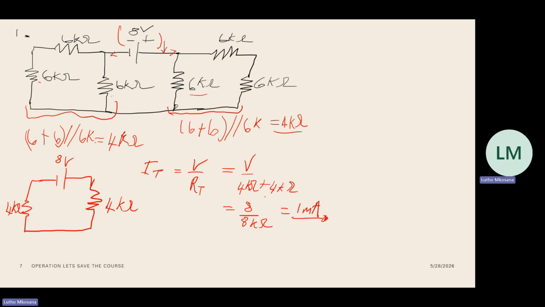We have a total current of 1 milliamp flowing within our circuit. And then, yeah, that would be our total current in the circuit. Once we have our current, it should be easy to get the rest. So that's how our circuit analysis would work. If we move over to the next slide.